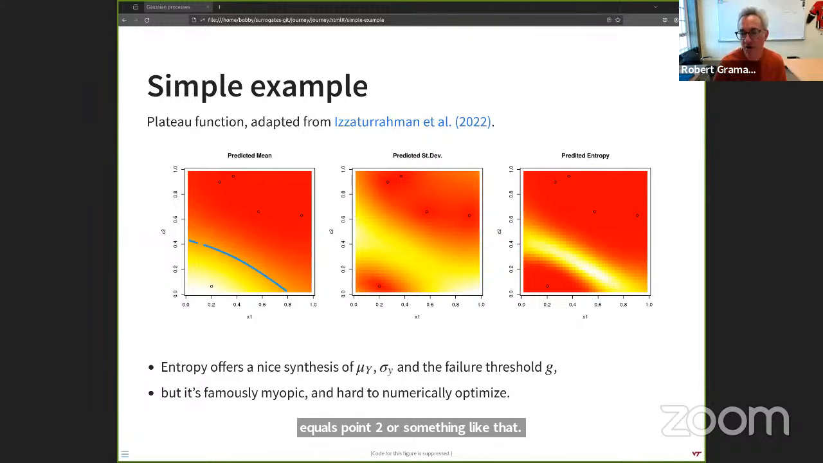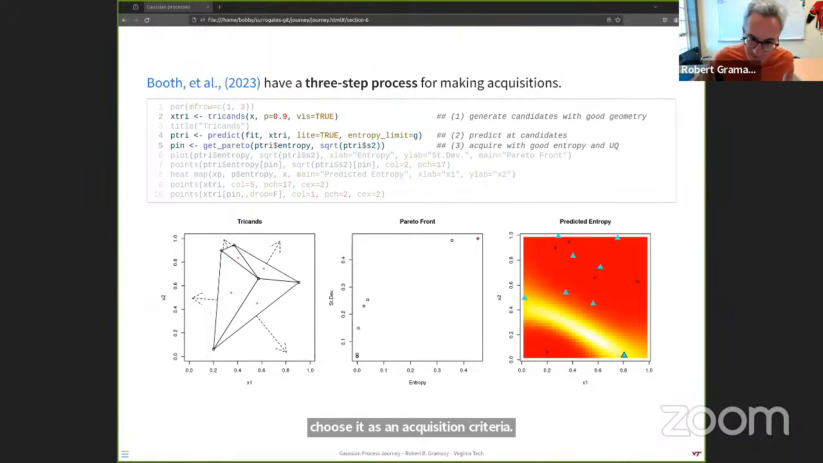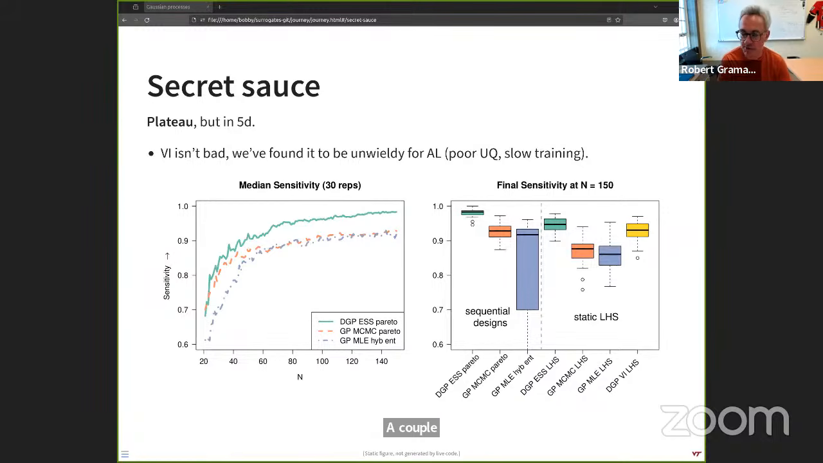The trouble is it's hard to operationalize this because the entropy surface is 0 in a lot of the input space. All of the red area that's far from the yellow area is numerically 0. So it's hard to navigate gradients in a part of the input space which is basically 0. And entropy also has this myopic property that it tends to not spread out enough points when you choose it as an acquisition criteria. Annie, in her dissertation, developed a process for solving both things at once, but I'm not going to take you through it because I can see I only have a couple minutes left. I'm just going to show you the results that we got with it.